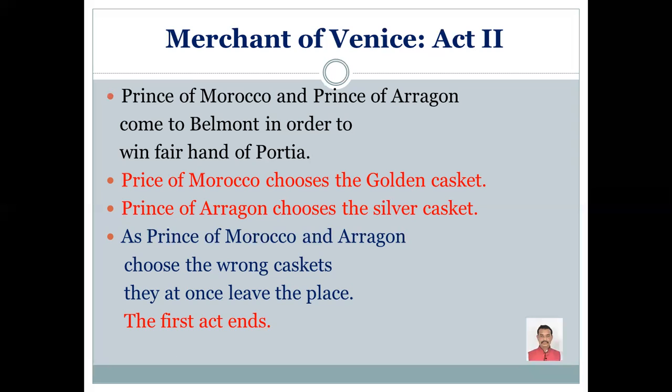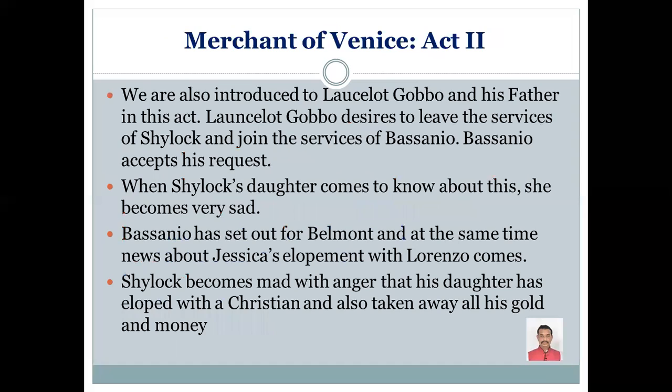And when he opens it, he finds a portrait of a dull-eyed fool with a message: "Some people become attached to shadows and get only shadowy happiness." And with this, both the princes, the Prince of Morocco and the Prince of Aragon, having chosen the wrong caskets, have to leave that place at once, and they go away from the place of Portia. Next, we find that now we are introduced further in this act to Lancelot Gobbo and his father.